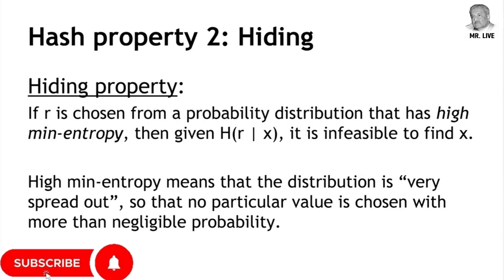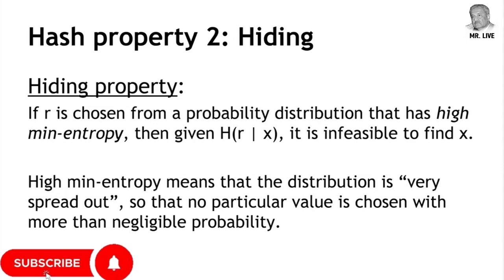And the way we're going to fix this problem with the common value x, like heads and tails, is we're going to take the x and concatenate with it a value r, which is chosen from a distribution that's really spread out. And so this h of r concatenated with x means take all the bits of r and put after them all the bits of x. What we're going to say is, given the hash of r together with x, it's infeasible to find x, and this will be true in the formally stated property that if r is a random value chosen from a distribution that has high min entropy, then given the hash of r concatenated with x, it's infeasible to find x.